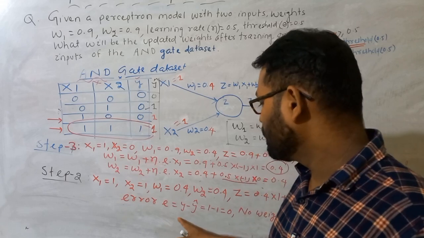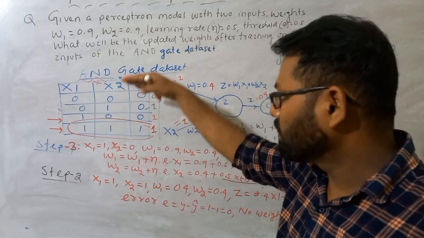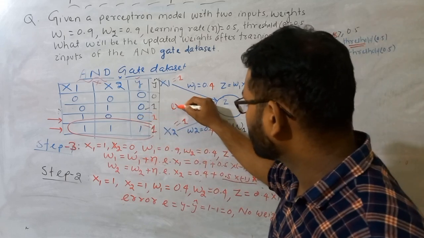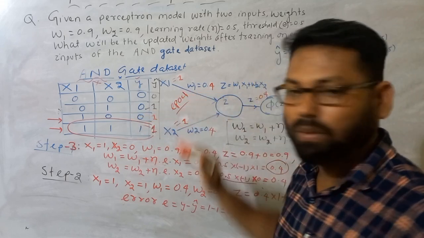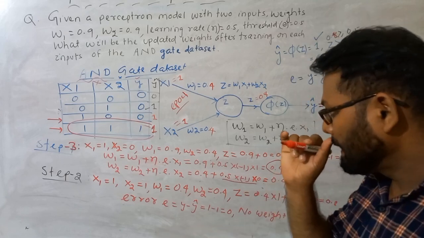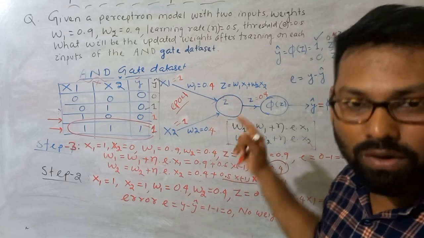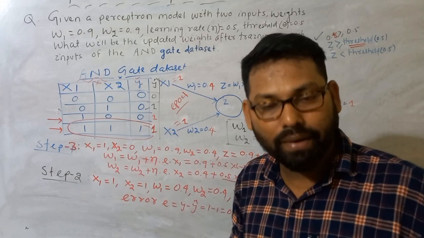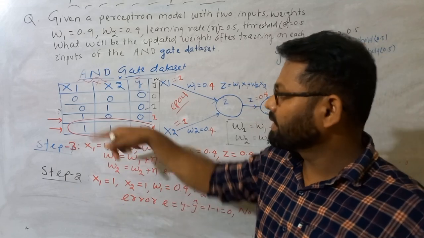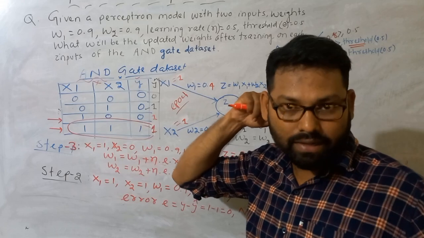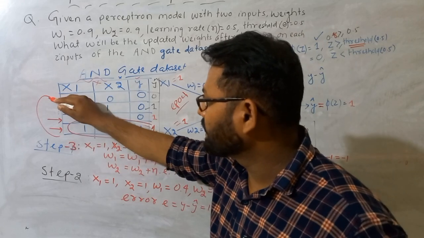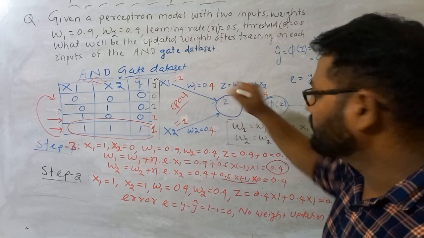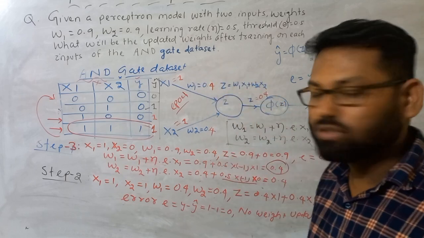Okay, so what are we going to do now? For one epoch we have updated the weights. Now the question is, whatever weights we got after one epoch, are they going to predict perfectly? So we have to check again, for another iteration, from the beginning. Now you see, after one epoch, what are the weights? W1 is 0.4, W2 also 0.4.